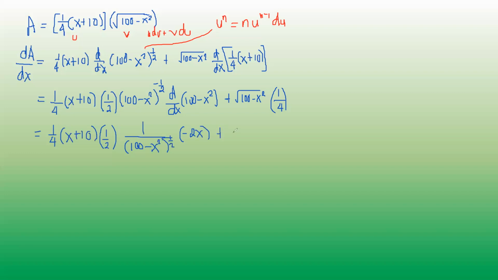Plus, ito magiging 1 times square root, square root of 100 minus x squared. Then, over 4. Ilalim ang 4. Ito kasi ay over 1. 1 times 4. So, meron tayong 4 sa ating denominator.